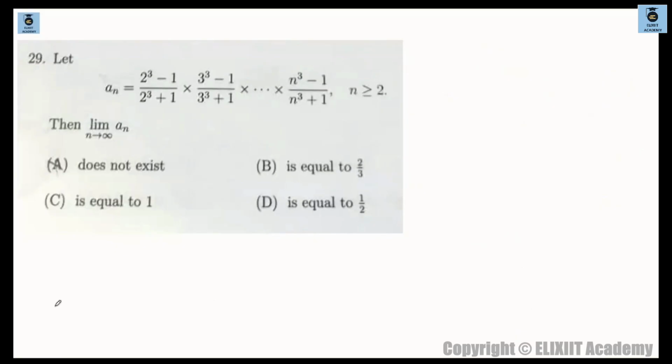Okay, now we have this product series given. An is this product series, and then we have to find the limit n tends to infinity of this product series. Okay, so now there are several methods to solve this thing.